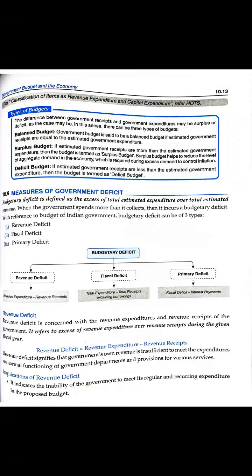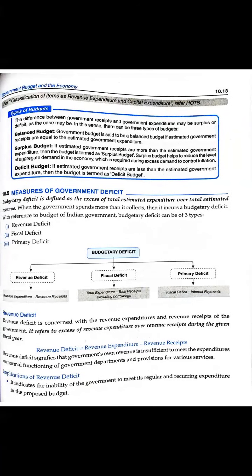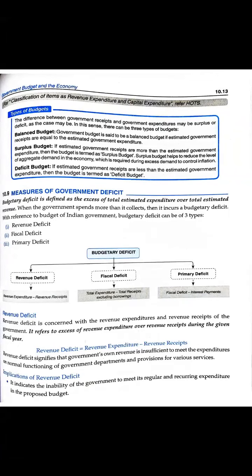What do you mean by balanced? Anyone? So government budget is said to be a balanced budget if estimated government receipts are equal to the government expenditure. When receipts and expenditure are equal, okay, in that case we will call it as what? Balanced budget. Clear? So far we have discussed about receipts and expenditure.